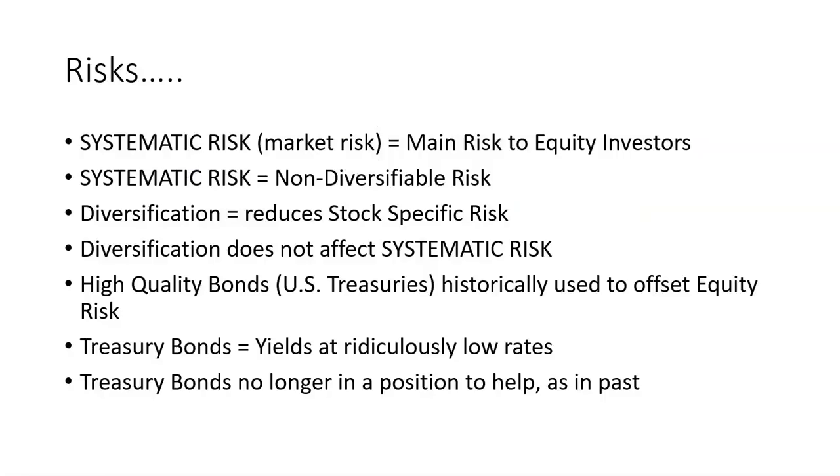It's non-diversifiable risk. Now, historically, high-quality bonds, U.S. Treasuries, have historically been used to offset equity risk. However, they're not working very well anymore. And I've been warning people about this for years as the yields on high-quality bonds, predominantly U.S. Treasuries, have fallen and fallen and fallen. And so Treasury bonds now are at ridiculously low rates, ridiculously low yields, guys. And so the Treasury bonds are no longer going to be in a position to help as they have in the past.